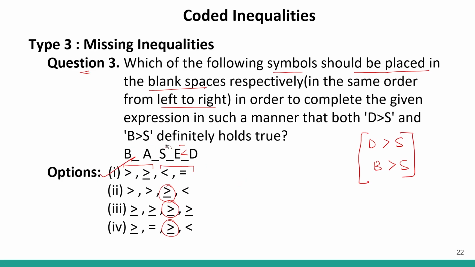If I fill in these things, okay, if I say B is greater than A, which is greater than or equal to S, which is less than E, which is equal to D. Now, if I check the situations, for D greater than S, we will move from bigger door to smaller door. So D, E and then S. I can move, so this is definitely true. Similarly, if I have to find out B is greater than S, I will move from bigger door to smaller door. So from here to here. So this is also definitely true. So my answer will be option number 1.